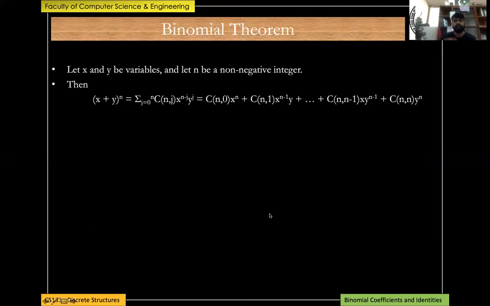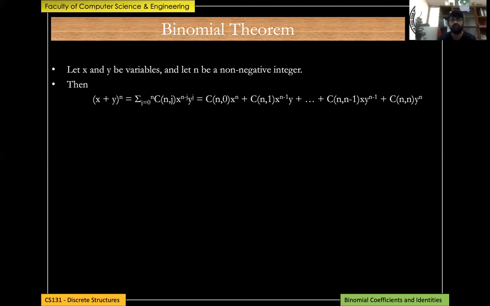So let's formally discuss what the binomial theorem is and how we can expand an equation using it. For that, let x and y be variables, and let n be a non-negative integer. Then (x plus y) raised to the power n is nothing but the sum of j equal to 0 until n of C(n, j), the combination where we select j elements from n elements and the order does not matter, multiplied by x raised to the power n minus j.